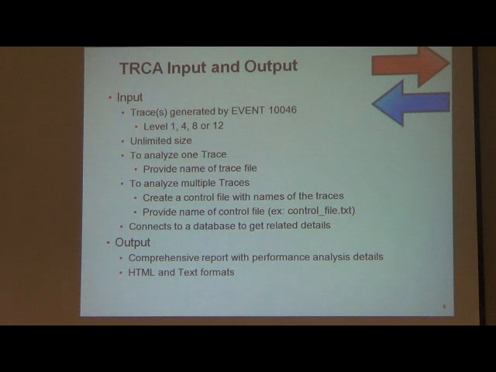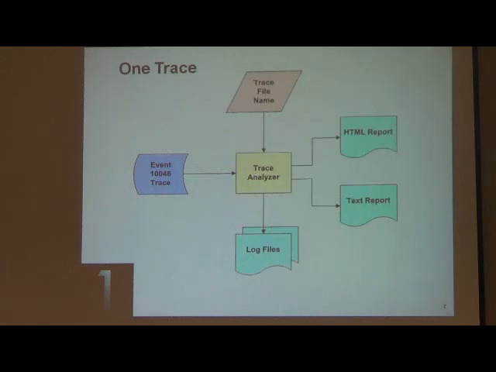And what I input to the trace analyzer is the name of that file that contains the names of the traces. Is that clear? That is for parallel execution. What is the output? Some reports with a lot of details, more than TKPROF. So if it is only one trace, I run trace analyzer passing the name of the trace file. It reads the 10046, generates some reports and some log file.